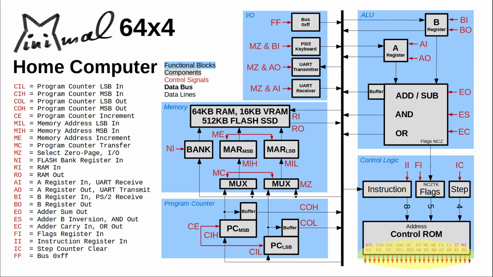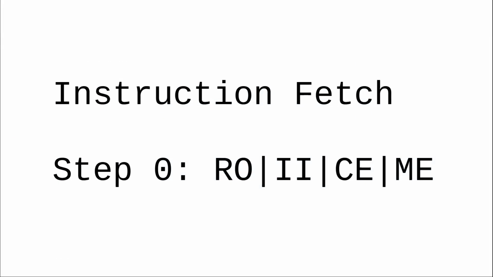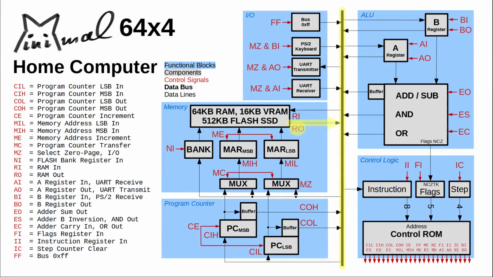Regardless of the state of the flags register and instruction register, every instruction starts with the same control word as microstep 0, also known as the instruction fetch cycle: RO, II, CE, ME. Let's break this down step by step. RO puts the content of the memory location defined by the MAR, which is currently 0, onto the bus. II transfers this value into the instruction register as the new opcode. CEME increments both the program counter and the memory address register by one step, so that the next instruction or possible instruction arguments become accessible.